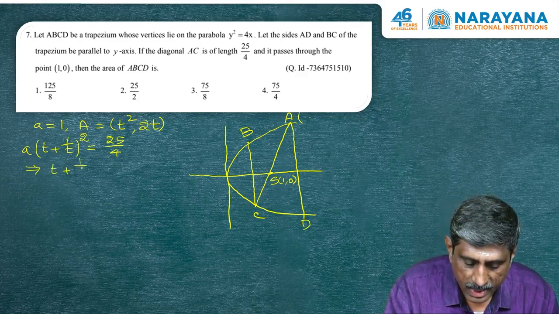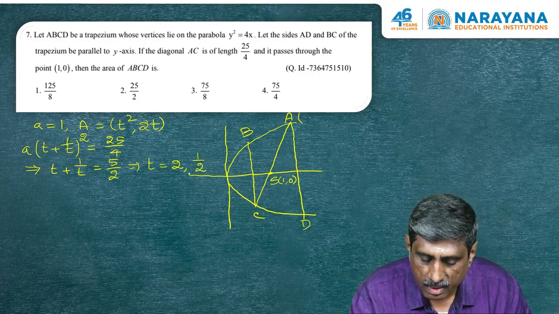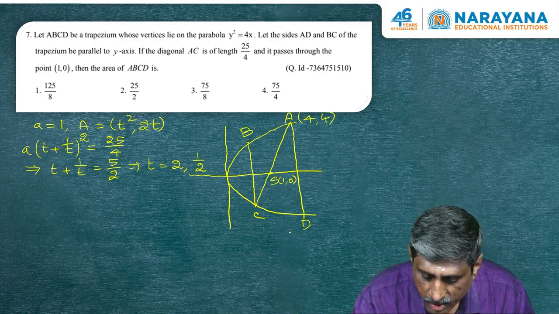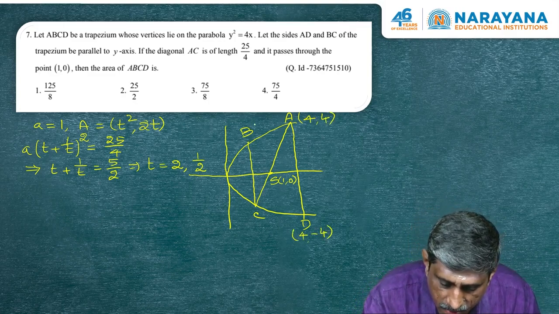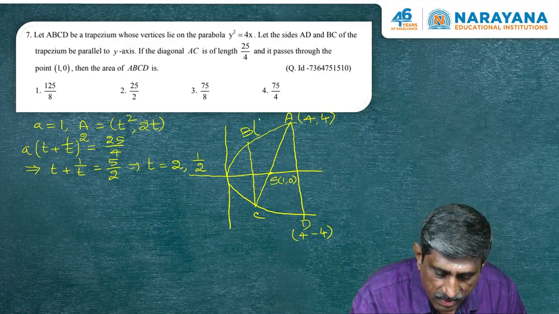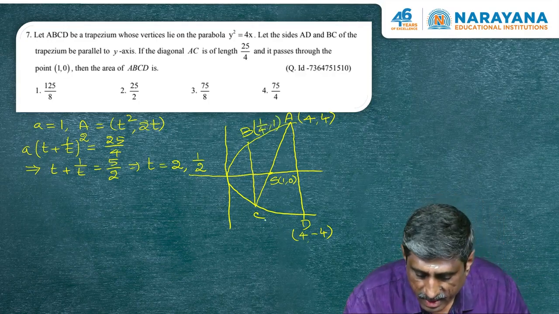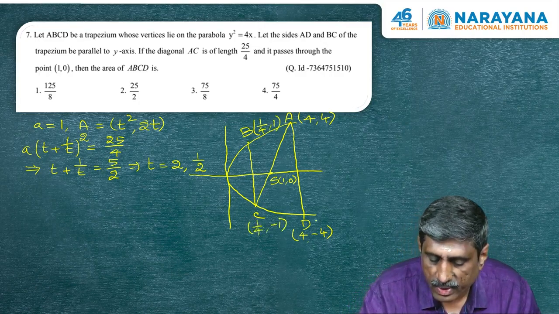So, t + 1/t is equal to 5 by 2. On simplification, the value of t can be either 2 or 1 by 2. If you take the point t as 2, this point A is going to become (4, 4), automatically D is (4, -4). When you take 1 by 2 here, the point B is going to become (1/2)at², which is (1/4, 1), and the opposite side point is going to become (1/4, -1). So, we are asked to find the area of the trapezium.